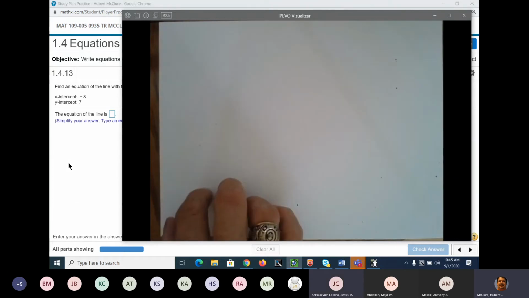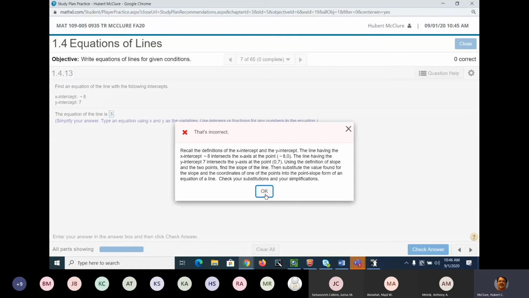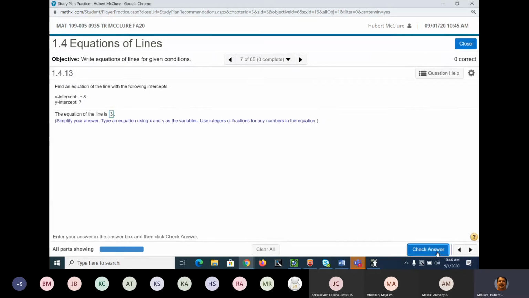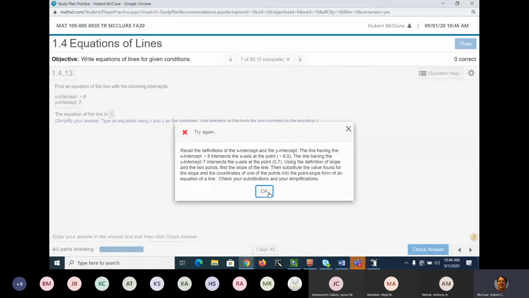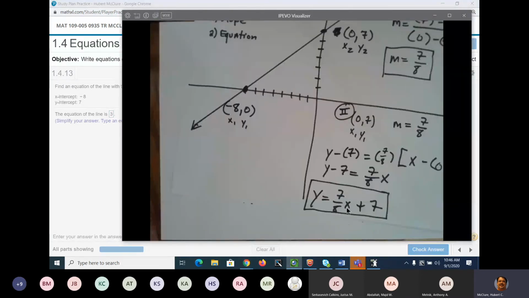Okay. So now let's do that. Let's type that in. The equation of the line is, because Hubert's too lazy and I just want to get the answer, 7/8 x plus 7. It's a miracle. Just to reiterate, 7/8 x plus 7.